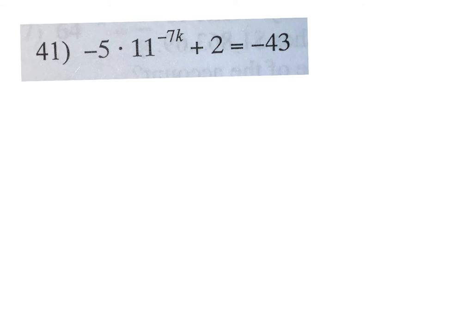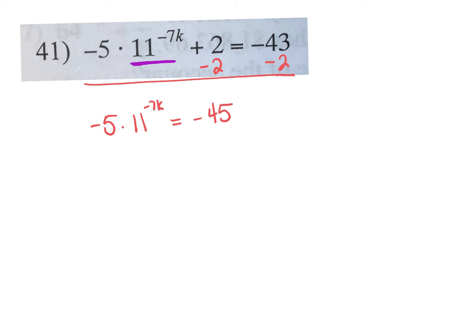This one is an exponential equation, meaning what I'm solving for is in the exponent position. So I need to get that base by itself. My goal is to get this by itself first, and then I'll worry about the log. So to do that, I'm going to subtract by the 2. And some of you did this backwards on your quiz. You divided first and then subtracted. No, it's just like solving an equation. Subtract the 2 over first. You have the -5 times 11 to the -7k equals, and do this subtraction, -45.